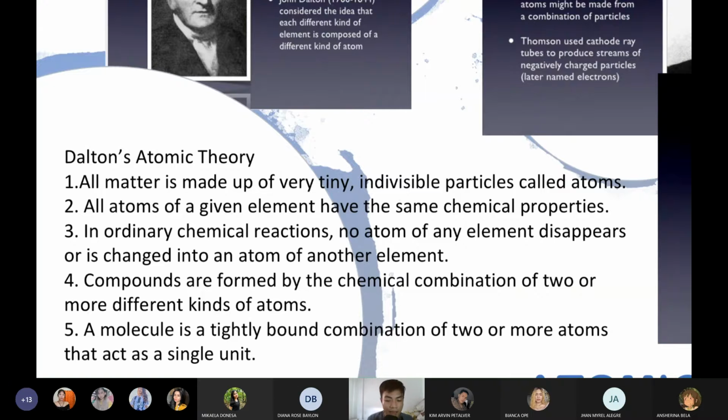Next one is that atoms of a given element have the same chemical properties. So that means yung atom daw ng isang element, iisa siya ng behavior. Okay, iisa sila ng behavior. Let's say oxygen, ano yung behavior ng oxygen? It allows combustion reaction to occur. No? Without oxygen, walang masusunog. Okay, so yun yung behavior ng oxygen. It helps the combustion reaction to occur.